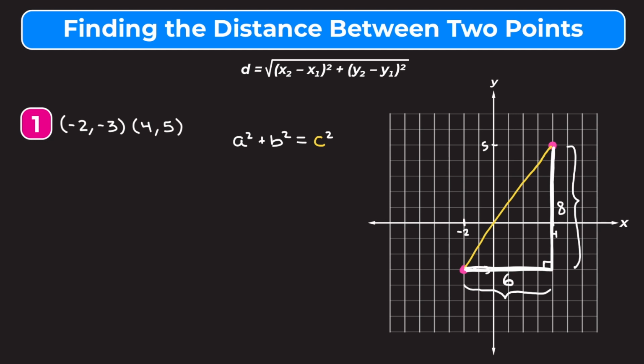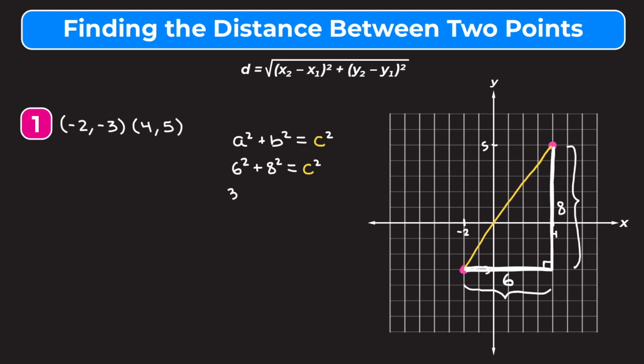So we're going to plug it into the Pythagorean theorem. a squared and b squared, or a and b, are interchangeable. So you could use 6 for a and 8 for b, or 6 for b and 8 for a. It doesn't matter. I'm going to use 6 for a. So I'm going to say 6 squared plus my other leg squared, so 8 squared, has to equal my distance, c squared. And now I'm just going to simplify this and solve.